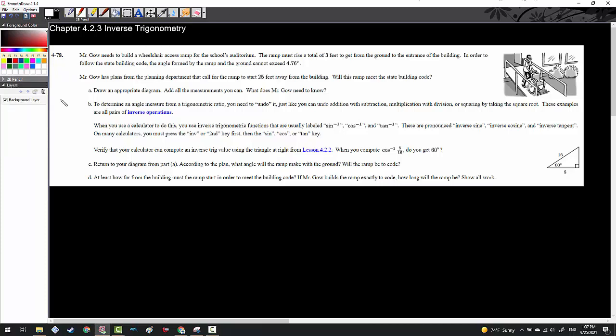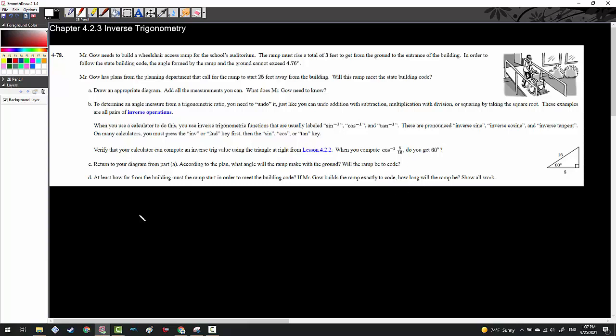And so, in problem 4-78, we're talking about Mr. Gao and how he needs to build a wheelchair access ramp for the school's auditorium. The ramp must rise a total of 3 feet to get from the ground to the entrance of the building, and in order to follow the state's building code, the angle formed by the ramp cannot exceed 4.76 degrees. So right now, Mr. Gao has plans to build the ramp 25 feet away from the building. Now, we're supposed to answer the question, will the ramp meet the building code?